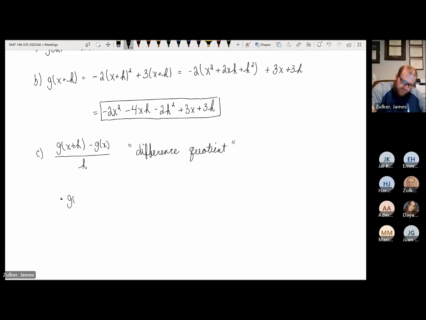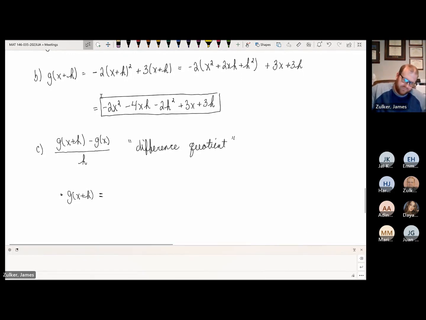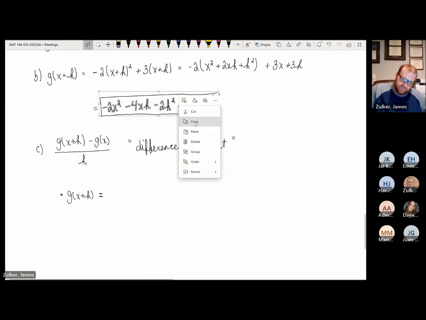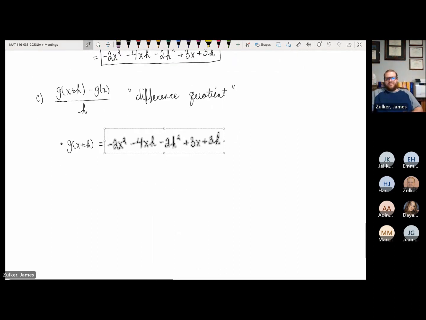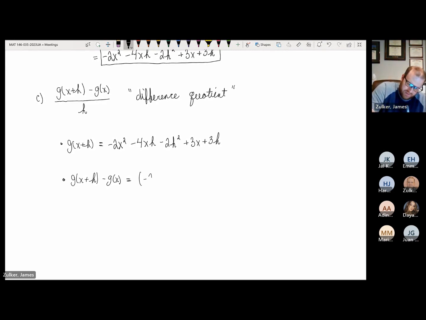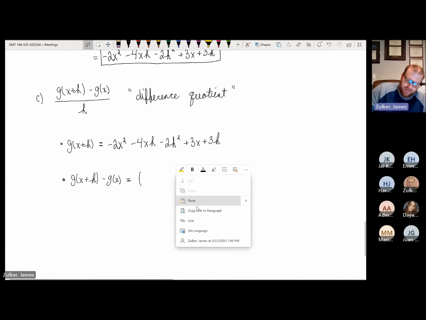All right, first step that I do is I calculate g of x plus h. Well, we just did that. No need to do it again. Next, I take what I just calculated, that g of x plus h. I can just paste it again.